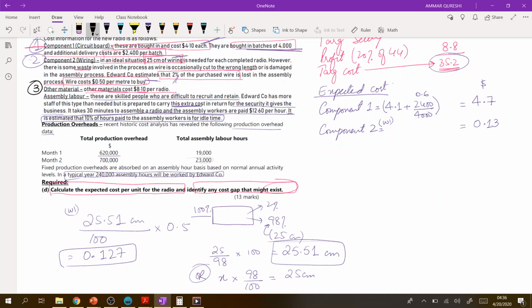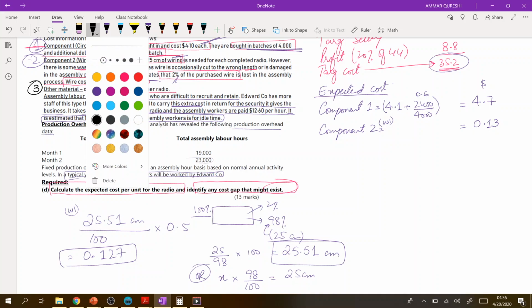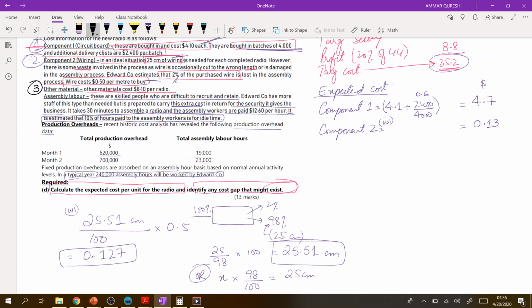Other material cost is 8.1 per radio. So you don't need to do anything. It's just 8.1 per radio. So we just add this figure. So other material is 8.1, right? And then assembling labor hour cost. We are going for working number 2. It says that these are skilled people, and we need 30 minutes of their time for one radio.